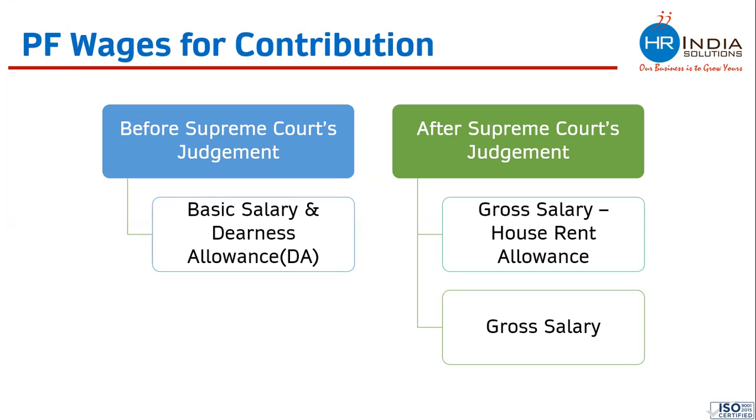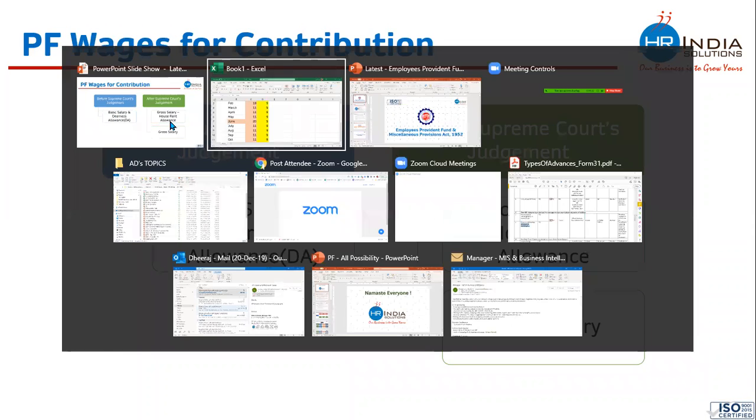Where there was no DA, PF was getting deducted on basic salary only. So the law says that PF needs to be deducted on basic wages and DA. After this judgment, the Supreme Court has said that you need to take the entire salary for PF calculation. Let me show the various possibilities.